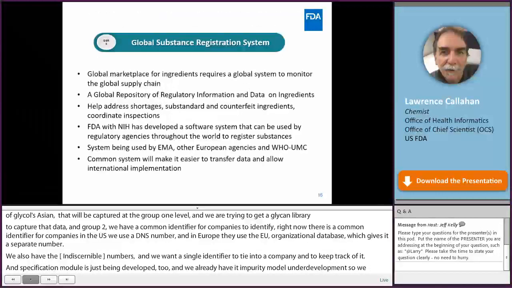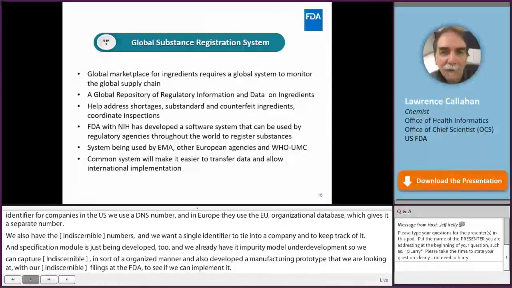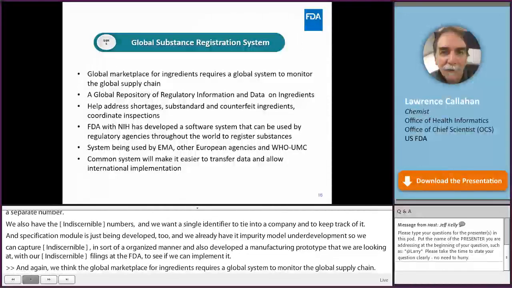And again, we think the global marketplace for ingredients requires a global system to monitor the global supply chain. That's the decision made at the IDMP level, that there would be a global substance ID. The global repository would contain regulatory information and data on ingredients. It would help address shortages, substandard and counterfeit materials, and perhaps even coordinate inspections.